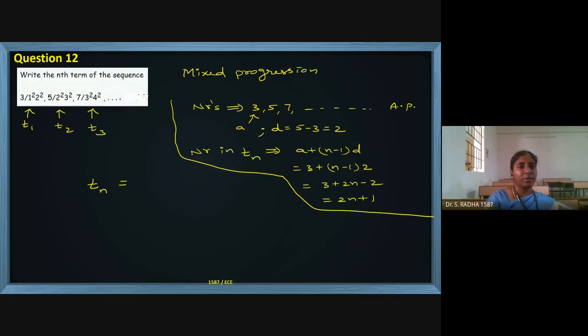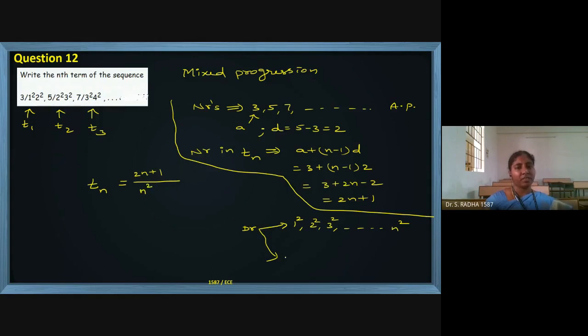Now coming to the denominator. I have the first factor and second factor. In the denominator, the first factors are in the form 1 square, 2 square, 3 square, like that. So the nth term will be n square. There is no doubt in it. So for the numerator, I am taking 2n plus 1 because the AP I have already calculated. For the denominator's first factor, I am taking n square because this is the pattern followed in the first factors.